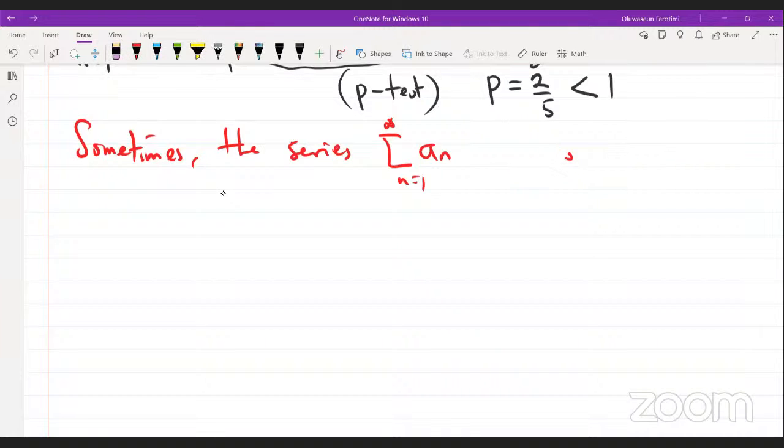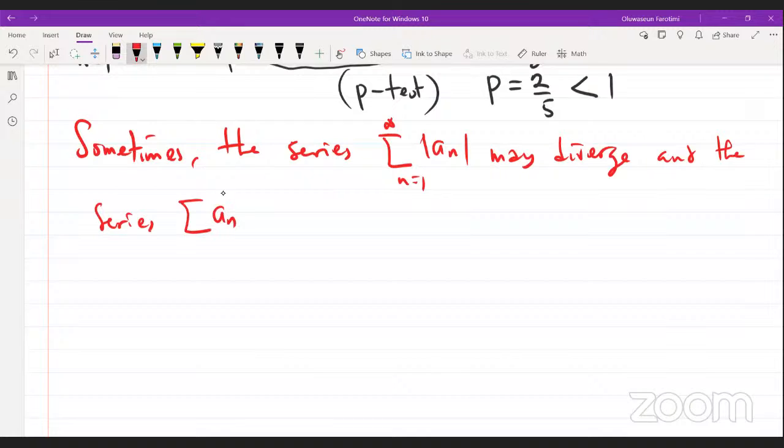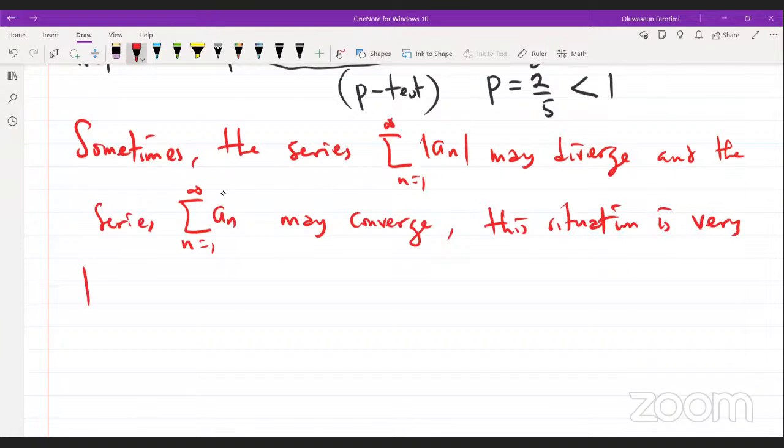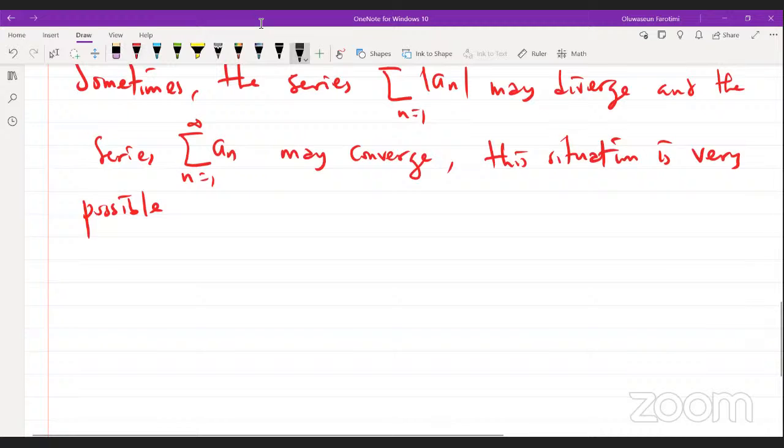Okay, so let's go this other way. So sometimes the series of its absolute value may diverge. And the series without the absolute value may converge. This situation is possible. This situation is very possible. Okay, so now let's see what situation that is. Definition.